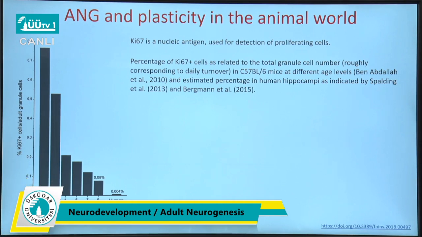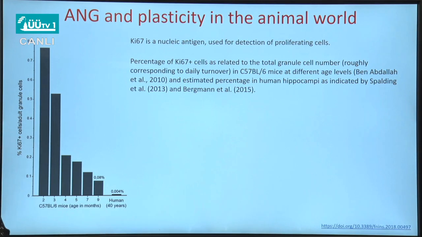Now we see the number of proliferating cells and their change by age in mice and humans. We used Ki67, which is a nuclear antigen, to detect proliferating cells, and we see that every month after birth, the number of proliferating cells decreases sharply, even for mice. And when we look at 40-year-old humans, we see a very small number of proliferating cells, specifically in the subgranular zone. Now we are talking about the subgranular zone.